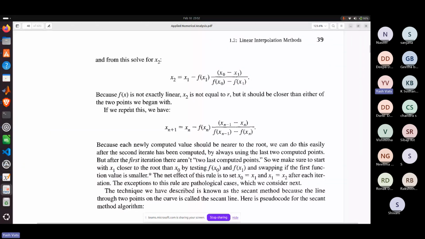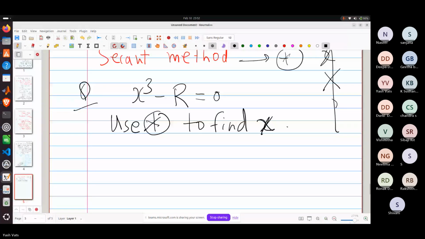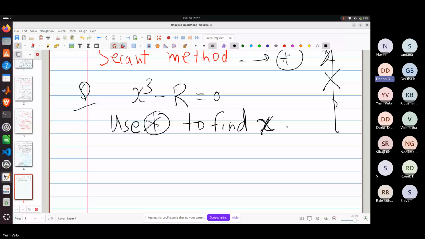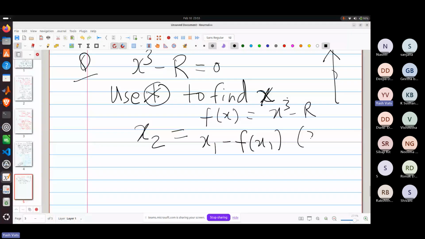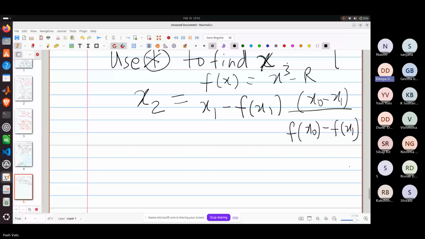So what you get, Deepa, can you tell me again? The x2 value which I have obtained is x2 equals, what is f of x? f of x is x cubed minus r. What is x2? x2 is x1 minus f of x1 times x naught minus x1 divided by f of x naught minus f of x1. So what is f of x1 here? It is x1 cube minus r.